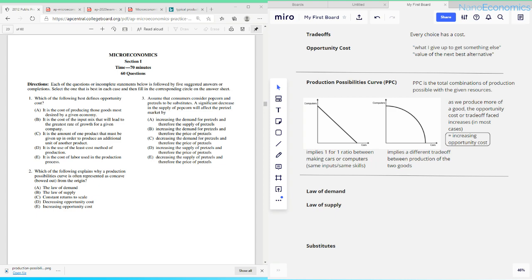So if we really, really love pizza, we still wouldn't be making a wise decision to spend 24 hours of every single day making pizza, eating pizza, learning new pizza recipes. So when it comes to increasing opportunity cost, as you do more of that activity, the value of something else is increasing.